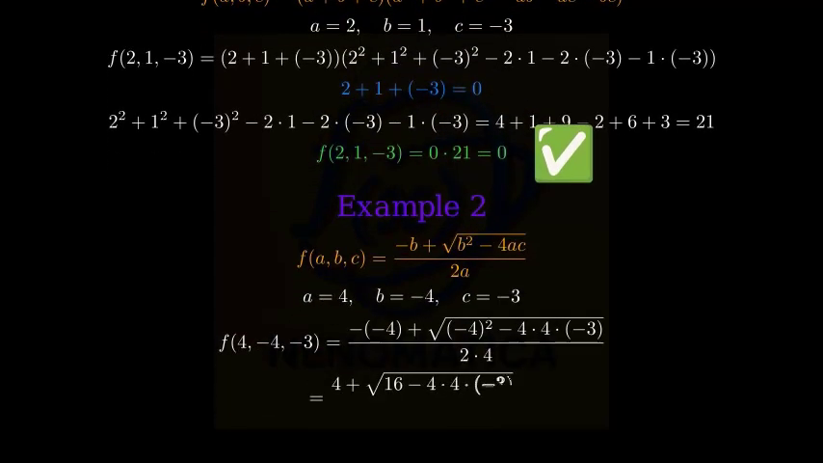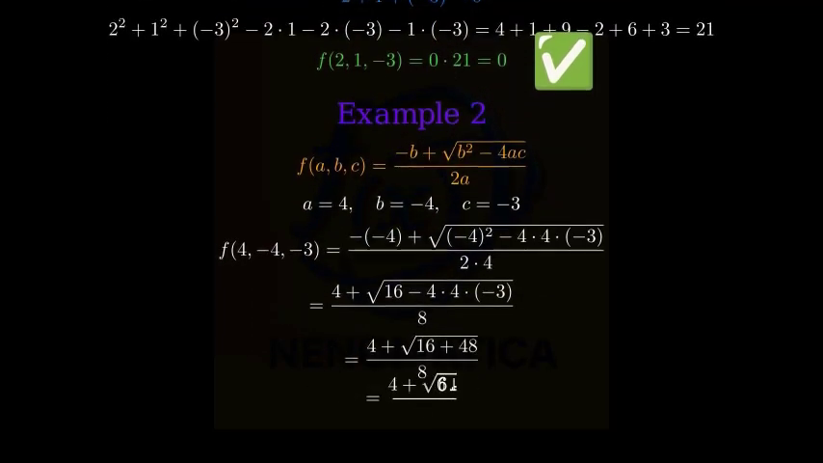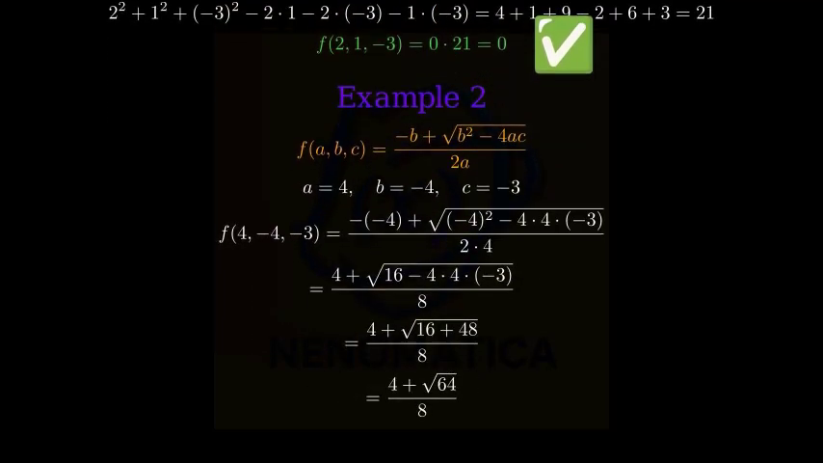Now, let's simplify this expression. Negative of -4 is +4. In the square root, we have -4 squared, which is 16, minus 4 times -3. That's 16 minus 4 times -3, which is 16 minus -48, or 16 plus 48, which equals 64. In the denominator, 2 times 4 equals 8.